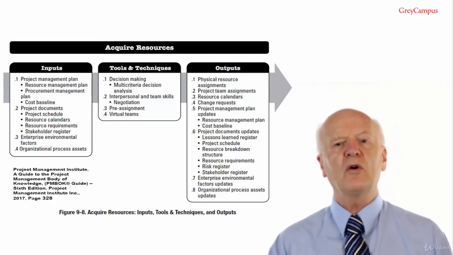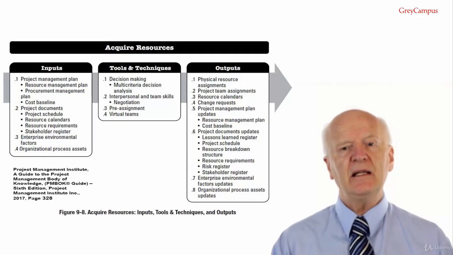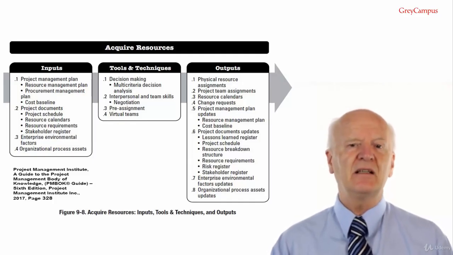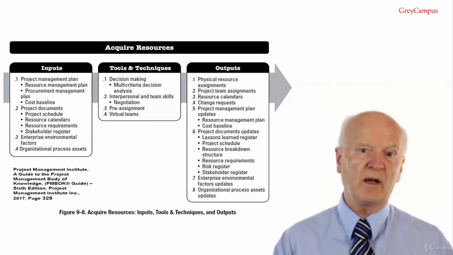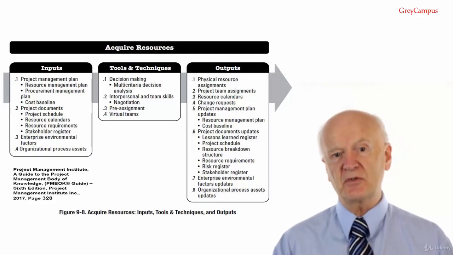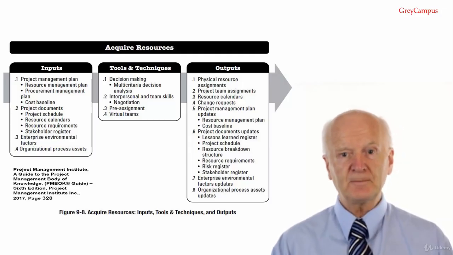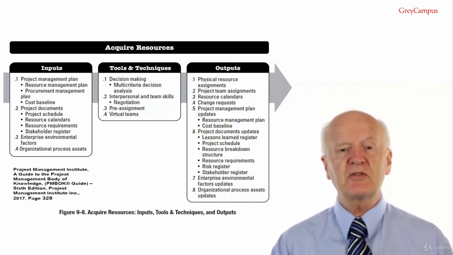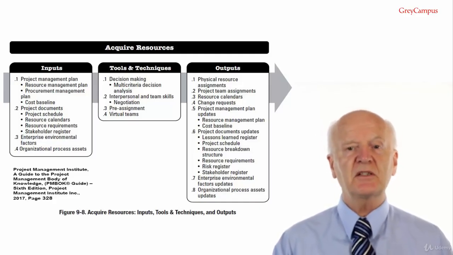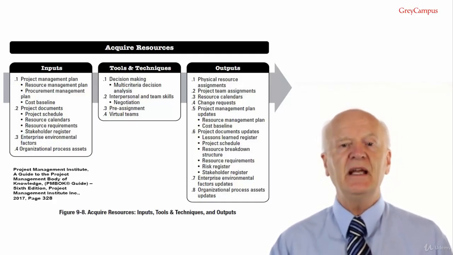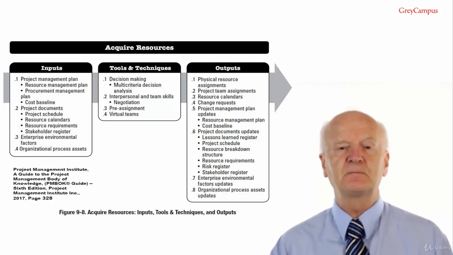Input number 4, organisational process assets. And the ones we would be interested in here are policies and procedures for acquiring, allocating and assigning resources to the project, and historical information and lessons learned repository. Just a reminder here that lessons learned repository is from previous projects, lessons learned register is from the current project.